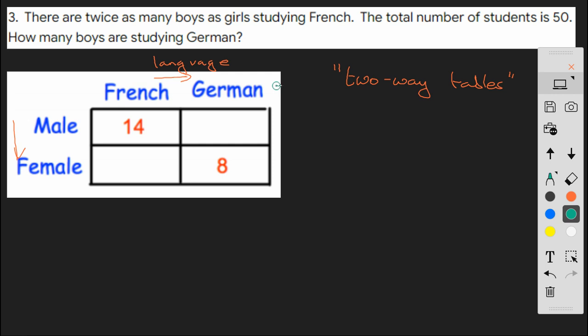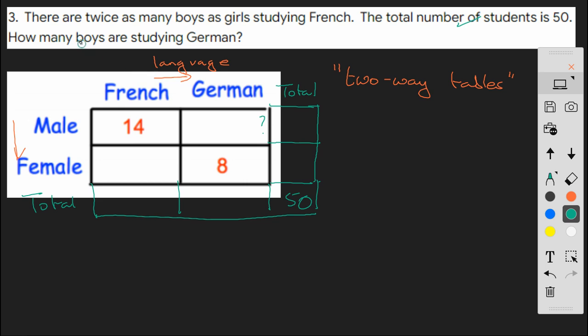Now, what I'm going to add in straight away is an extra column of boxes for totals here and an extra row, because totals are important when we're doing two-way tables. And in fact, we're told that the total number of students is 50. Now, this is this big grand total in the bottom corner here. So that's done. I've put that in the answer. What we're after, by the way, is how many boys are studying German. So this is the cell that I'm really interested in.